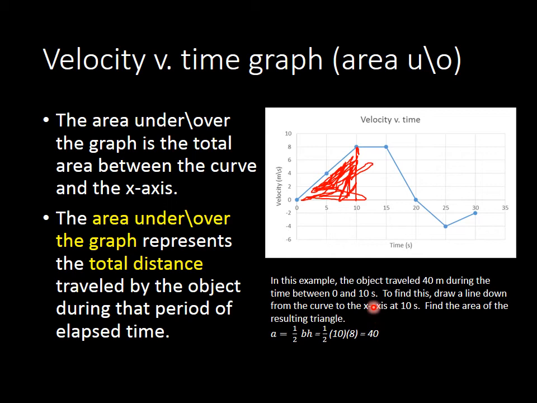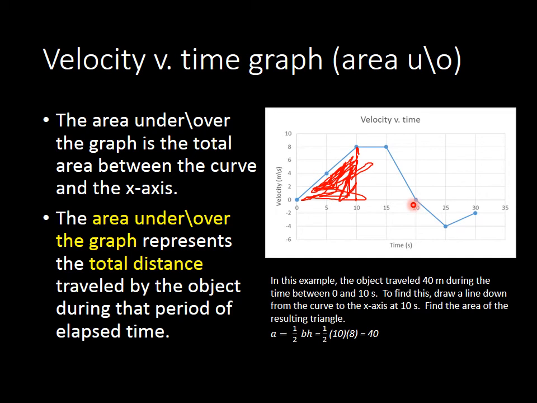All right, so the last thing that we look at is sometimes what we call the area under or over the graph. That is the total area between the curve, between the lines, and the x-axis. So it would be this area right here, and it would also be this area right here. Now, what that does is it tells us the total distance traveled by the object during that period of time.